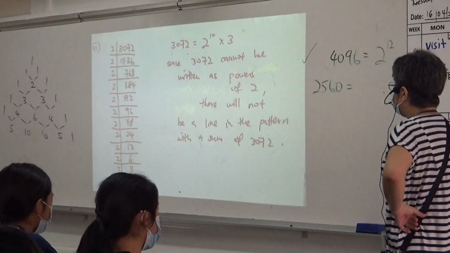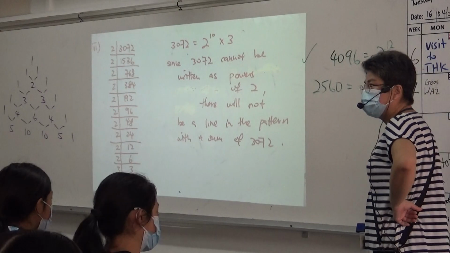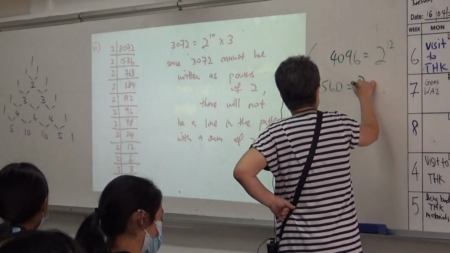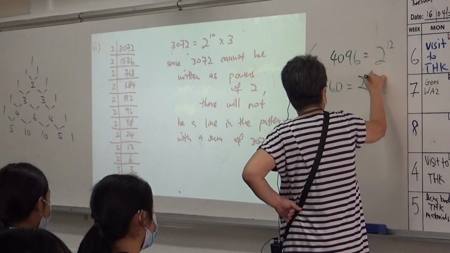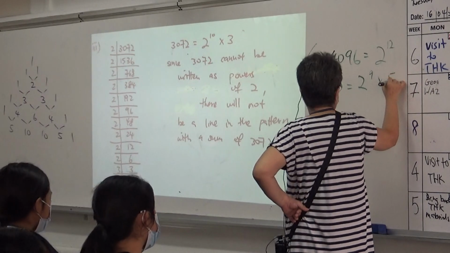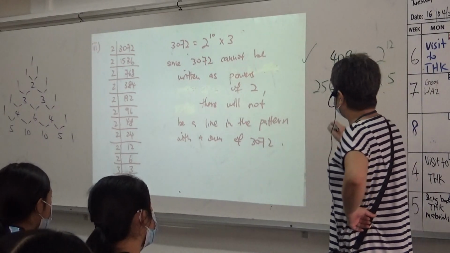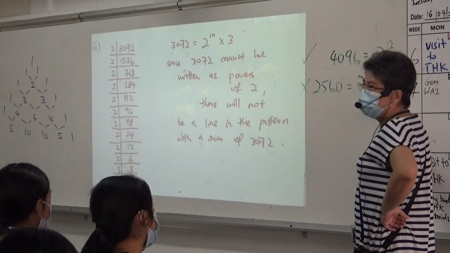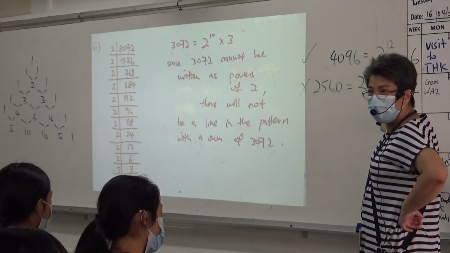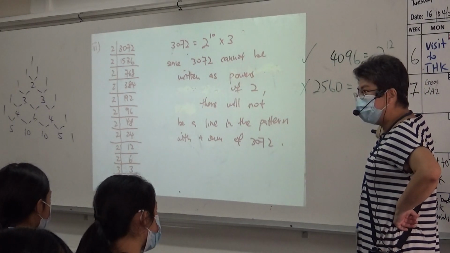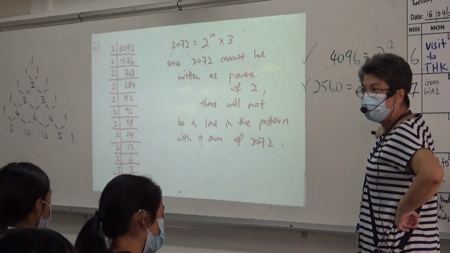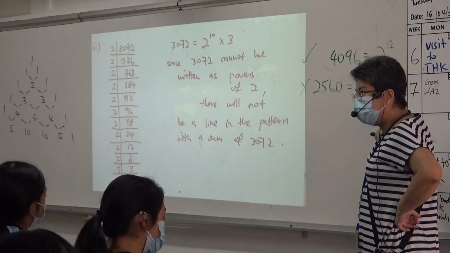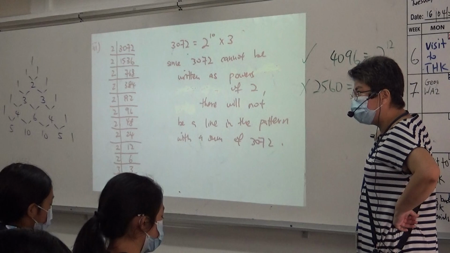What is this in prime factorization? 2 to the power of 9 times 5. So can I? Cannot, because it is not strictly a power of 2, understand? Can or cannot? I'm giving you a lot of extra things here because I need you to understand. Everybody clear with what I'm saying?